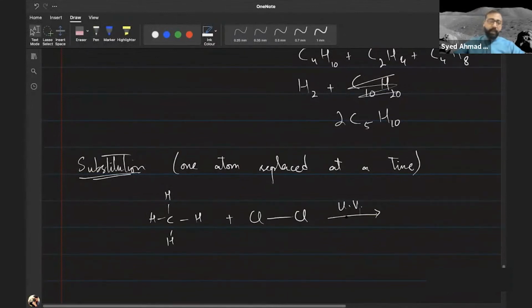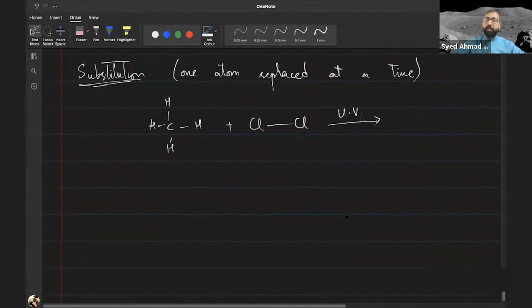Without ultraviolet light, substitution will not occur because chlorine bond तोड़ने के लिए मुझे ultraviolet light चाहिए. अगर वो नहीं टूटती, मैं substitution नहीं कर सकता. और मैंने आपको बताया substitution is one atom replaced at a time. So कोई एक हाइड्रोजन क्लोरीन को ले लेगा और क्लोरीन उसकी जगह ले लेगा. That's it. That's substitution.